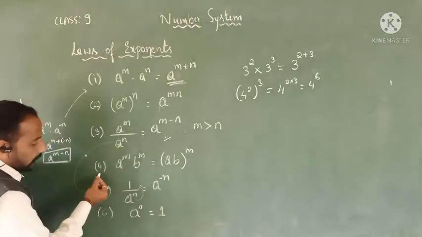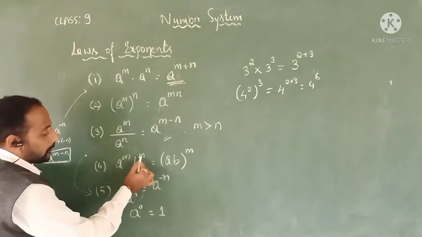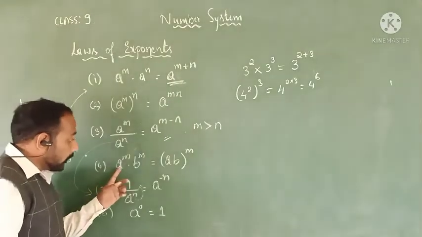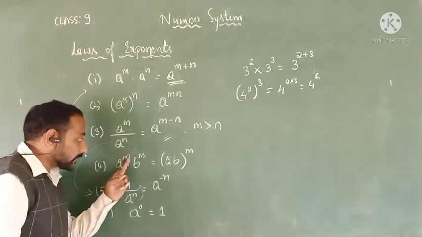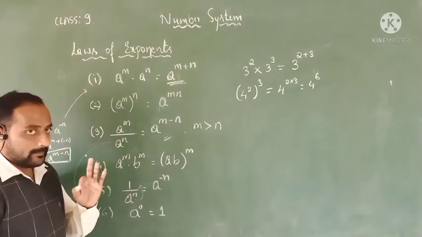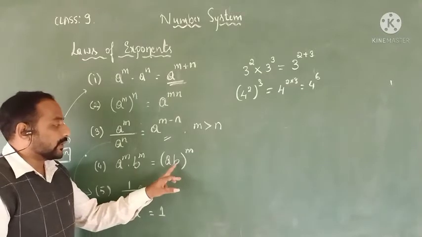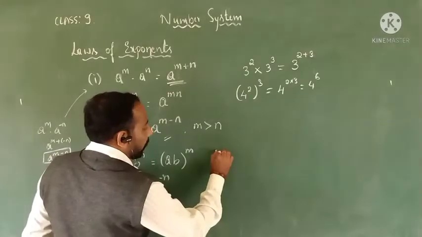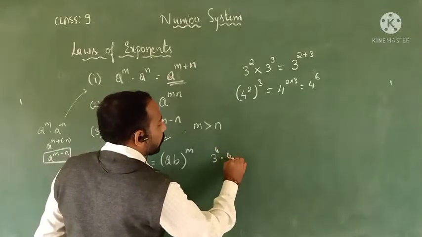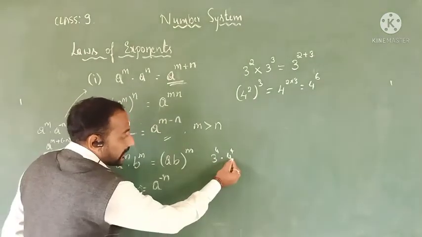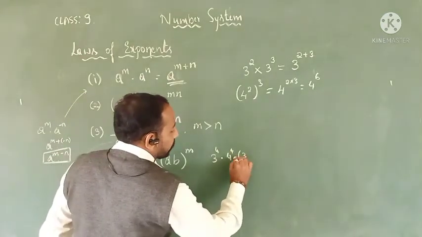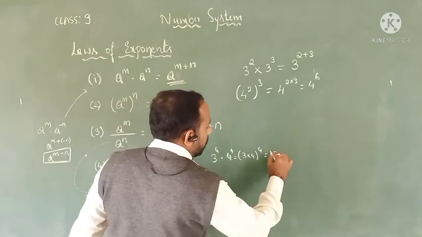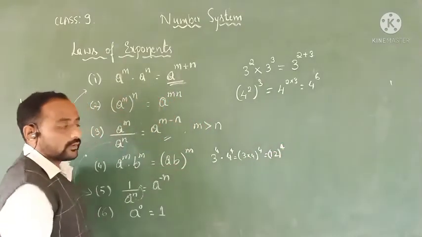Exactly. Now the fourth one, a to the power of m into b to the power of m. If you observe, the bases are different but the exponent is common, then I can multiply the bases, a into b whole to the power of m. For example, 3 to the power of 4 into 4 to the power of 4. Bases are different but exponents are common. Then I can write this as 3 into 4 whole to the power of 4. So 3 4s are 12, whole to the power of 4. That's it.